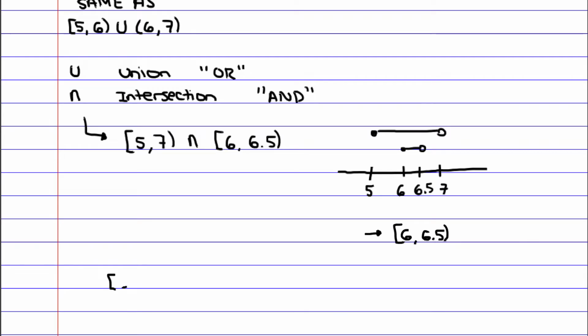And if instead you wanted the union of the same ones, you would take anything that's in either part or in both. Since the second part is completely included in the first one, the union here would just be the same thing as the first one. So from 5 to 7.